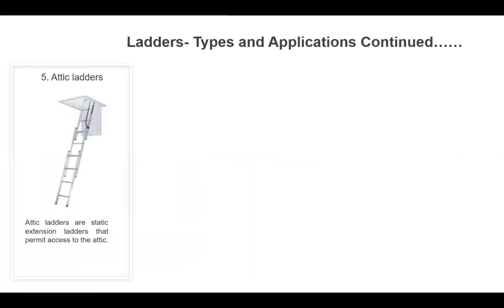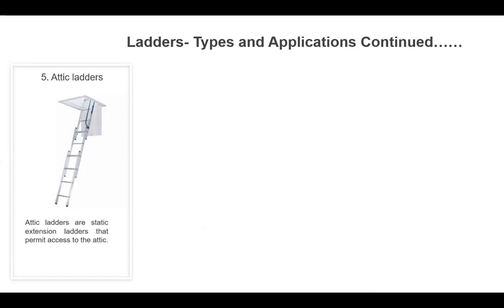The other type of ladders are attic ladders. These are usually seen in houses where there is an attic. An attic is the room within the same roof, a little above the room. So a room or a hall can be accessed using this attic ladder. This is another type of extension ladder, the same extension ladder, but used to access attics.